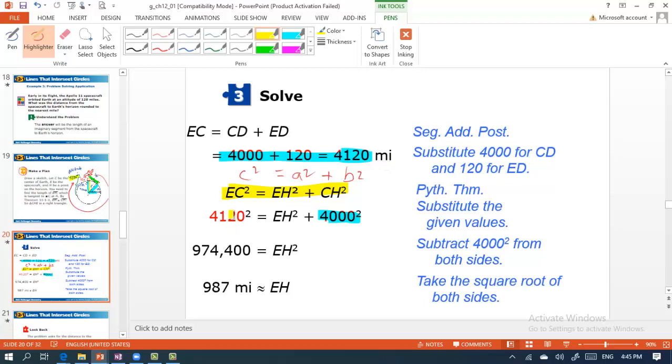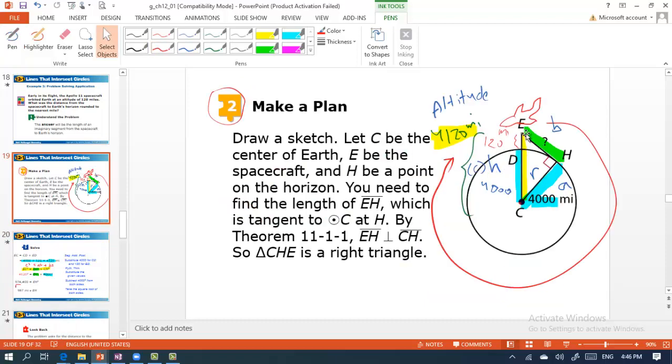Which is bigger? The hypotenuse, 4,120. One of the sides, the radius from the center to the horizon, is 4,000. But we don't know the distance between the airplane and the edge of the Earth, the horizon, which is the green part we are searching for. We're going to subtract them. The result is 974,400. This is EH squared. To find it, we take the square root, and the square root is 987 miles. Definitely, it's much bigger than the altitude, because of the distance to the edge of the horizon.